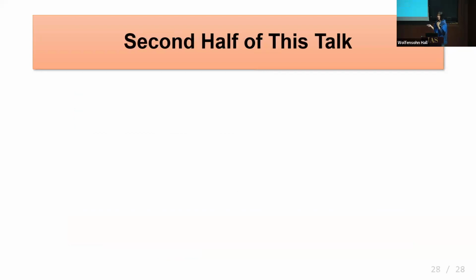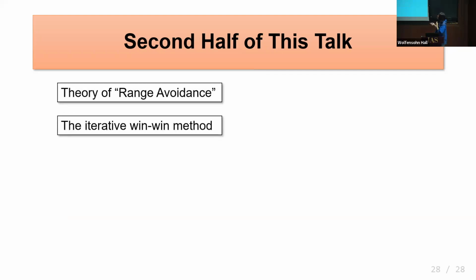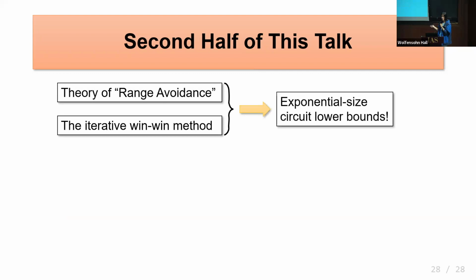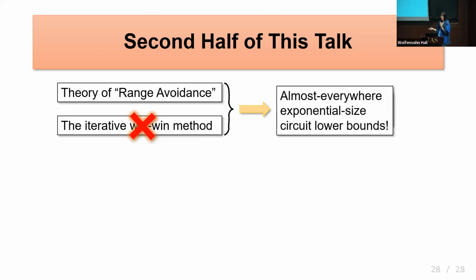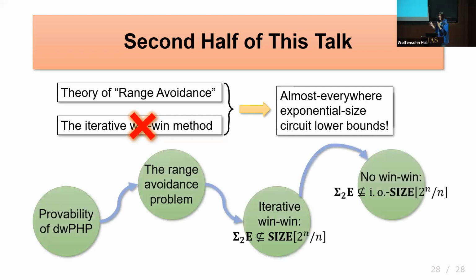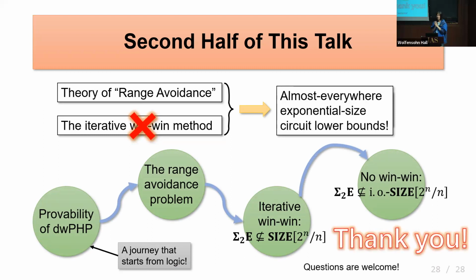And yeah, as Evan suggested, this seems to be a good time to take a break. The second half will talk about the range avoidance problem and how you combine it with iterative win-win to prove exponential size lower bounds, and how you get rid of win-win and prove a true almost everywhere exponential size lower bound. It turns out that the journey starts from some problem in logic, which is about the provability of the so-called weak pigeonhole principle. So maybe let's take a break. Good, thanks. Thank you. 5 minutes.